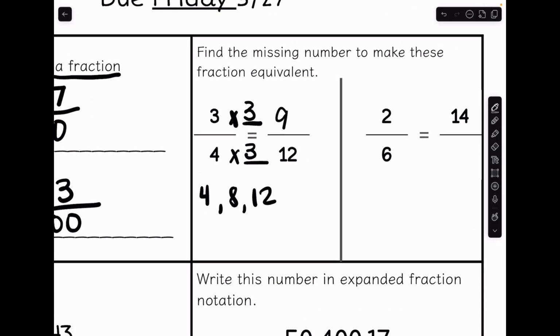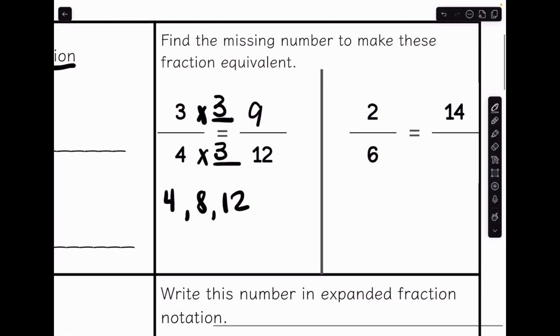And then 3 times 3 equals 9. Okay? Keep that in mind because I want you to do that for this next one. Whatever you do to the top, you must do to the bottom. So 2 times something equals 14. And 6 times something is going to equal whatever our denominator needs to be. Remember, whatever you do to the top, you must do to the bottom to find our equivalent fraction.